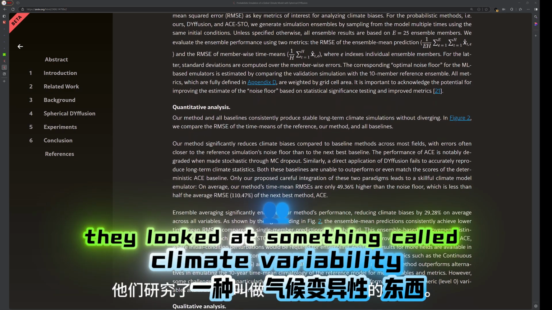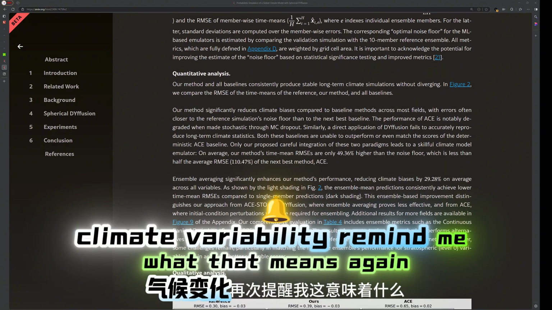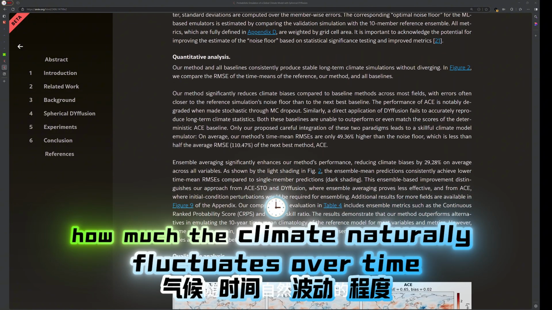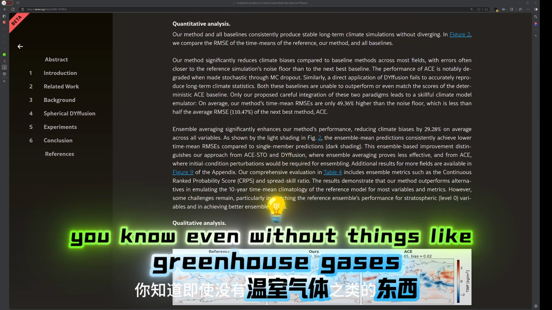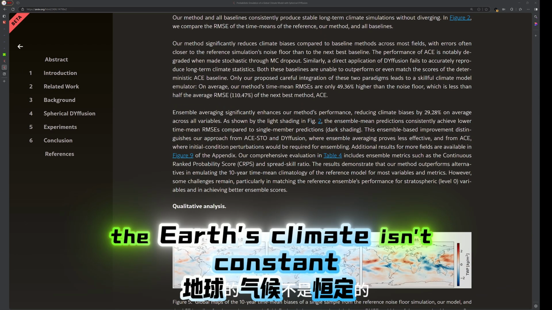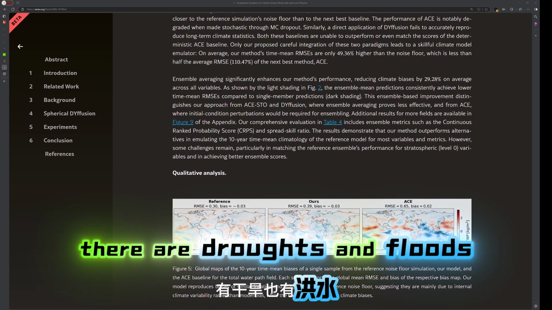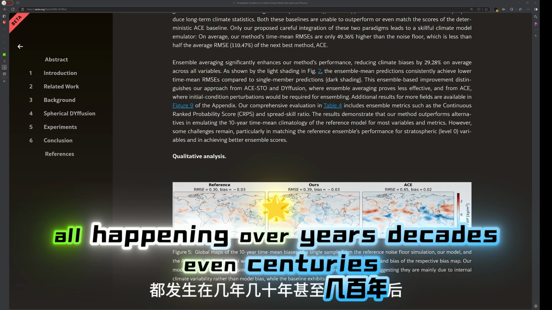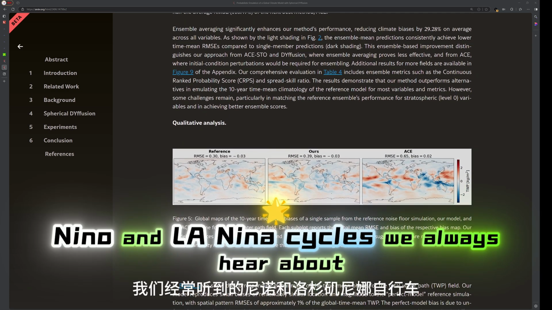They looked at something called climate variability, and that impressed me. Climate variability. Remind me what that means again. It's how much the climate naturally fluctuates over time. You know, even without things like greenhouse gases, the Earth's climate isn't constant. It warms, it cools, there are droughts and floods, all happening over years, decades, even centuries. Right, like those El Nino and La Nina cycles we always hear about.